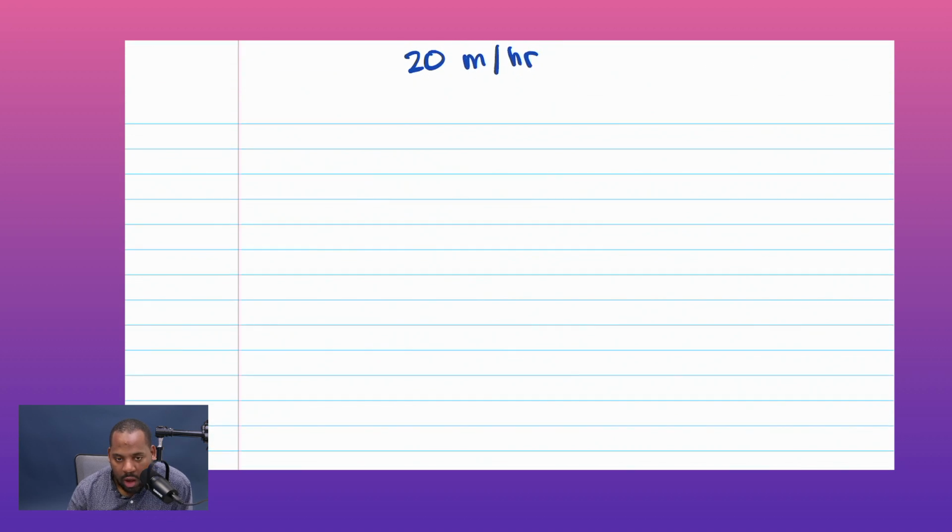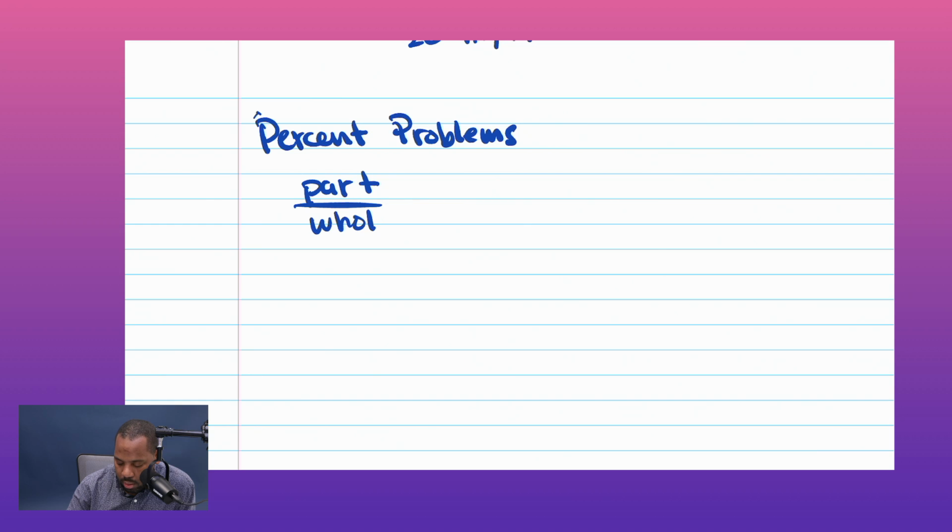Next we have solving percent problems. All right, so percent problems. To find our percentage, we'll do part over whole, and that'll give some decimal. And we have to multiply that decimal by 100 to get our percent. So this is how we're going to find our percent.